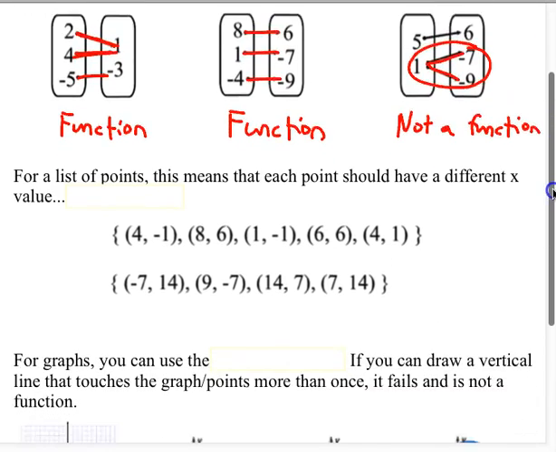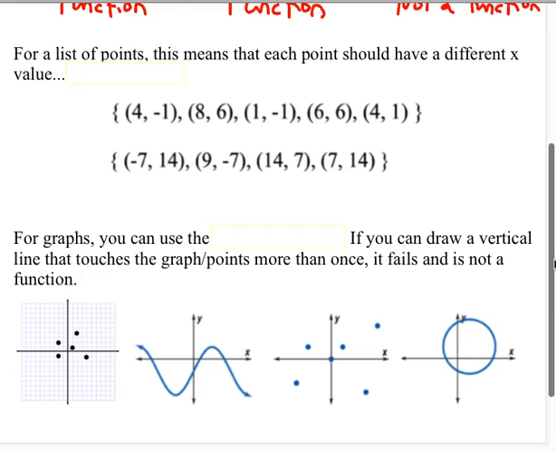What about for a list of points? All right, well, this means that each point should have a different x value. So what that means is no repeats, okay? If x repeats in that list, that is a problem, okay? So let's look at this first one. 4, -1, 8, 6, 1, -1, 6, 6, 4, 1. I see a problem here. I see the x value of 4 going to two different values. It's going to 1 and it's going to -1.